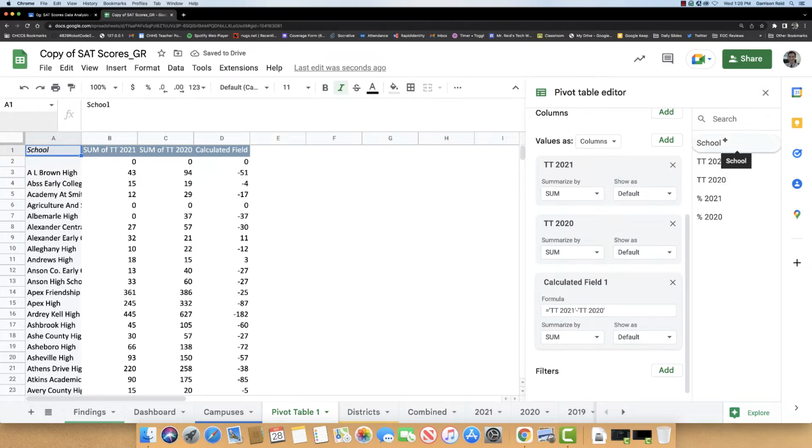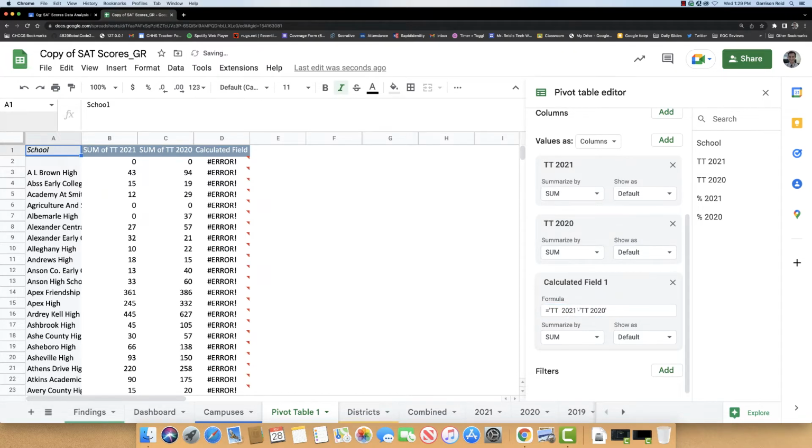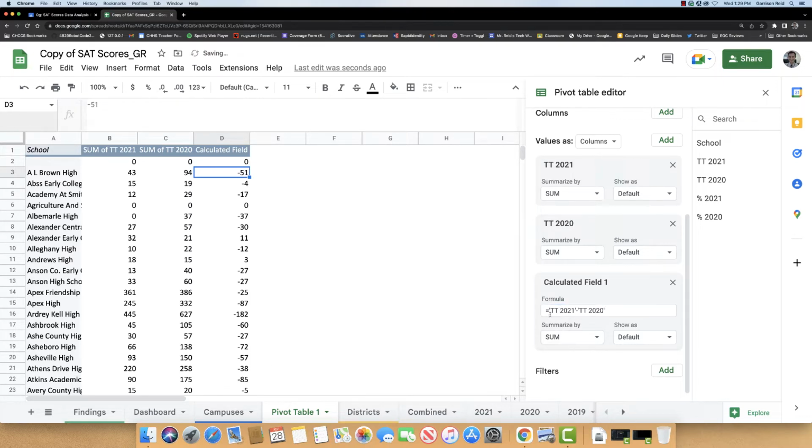Whatever column I'm referencing has to match with what's here. I saw people that did uppercase and lowercase. If I don't have it exactly as it is, or I add an extra space, I'm going to get errors all the way down. And when you see this error all the way down, it means there's something in this calculation that I can't figure out what to do. And that usually is a text issue.